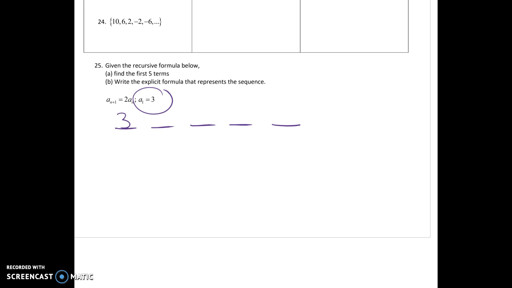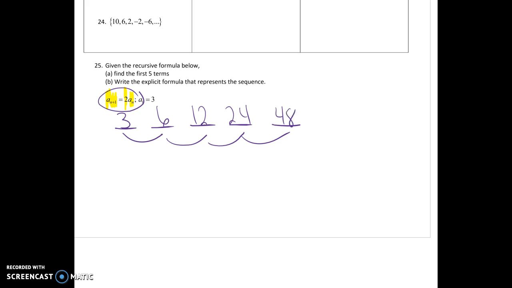And then if I look over here, it tells me that to get my next term, I can just take my most current term and multiply it by 2. So that's what I'm going to do. I'm going to multiply this by 2, by 2, by 2, and by 2. And now I'm going to write the explicit formula. So that was part A. So again, for the explicit formula, I can see it's geometric. And I know my G is 2.